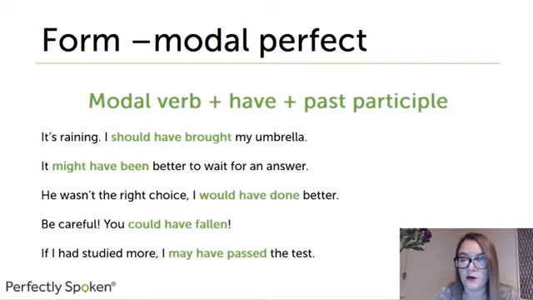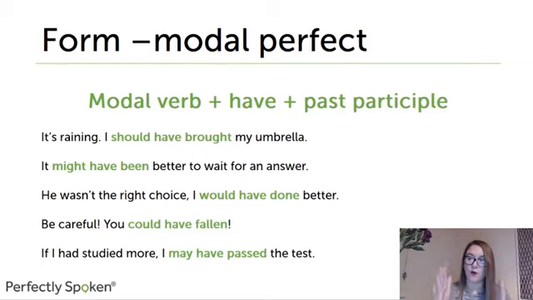So to form the modal perfect tense is very easy. You just need to choose the modal verb plus have and your past participle. So let's have a look at some examples together. It's raining. I should have brought my umbrella. It might have been better to wait for an answer. He wasn't the right choice. I would have done better. Be careful, you could have fallen. If I had studied more, I may have passed the test.